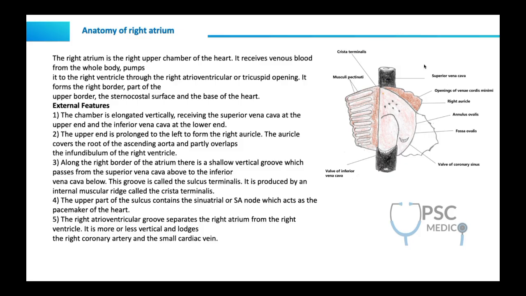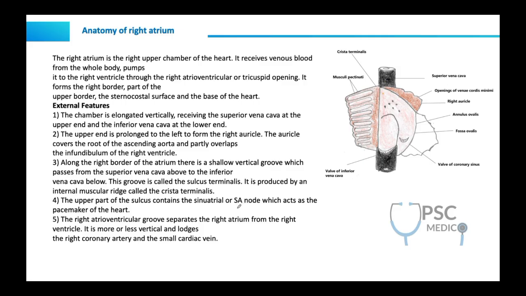And next important thing is, we all know that the right atrium contains the most important part of the conductive system, that is SA node, the pacemaker of the heart. And where is it present? It is present in the upper part of the sulcus terminalis. Okay, and it is the pacemaker. The last point when it comes to the external features of the right atrium is the right atrioventricular groove, which separates the right atrium from the right ventricle.